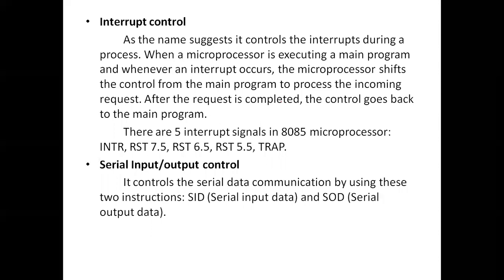Interrupt control, as we have seen, the main interrupts are RST 7.5, 6.5, 5.5, and trap. Fine. And serial input and serial output, it controls the serial data communication by using these two instructions. So serial input and serial output are the two instructions which are going to be done.